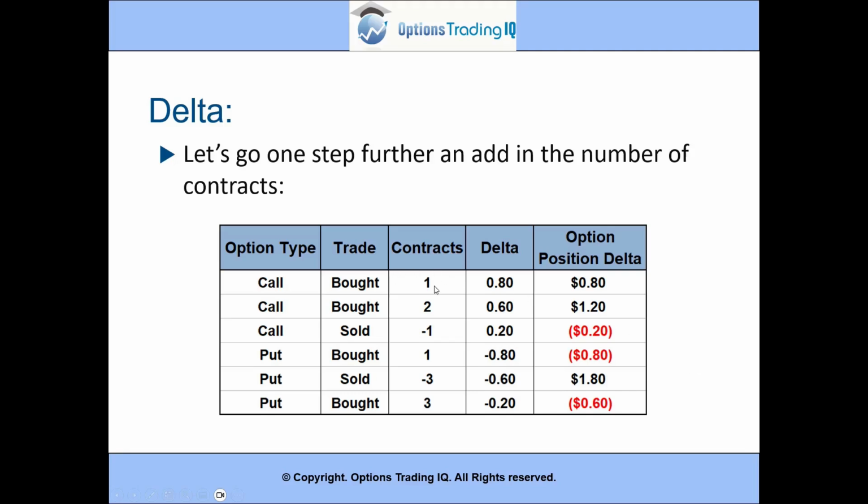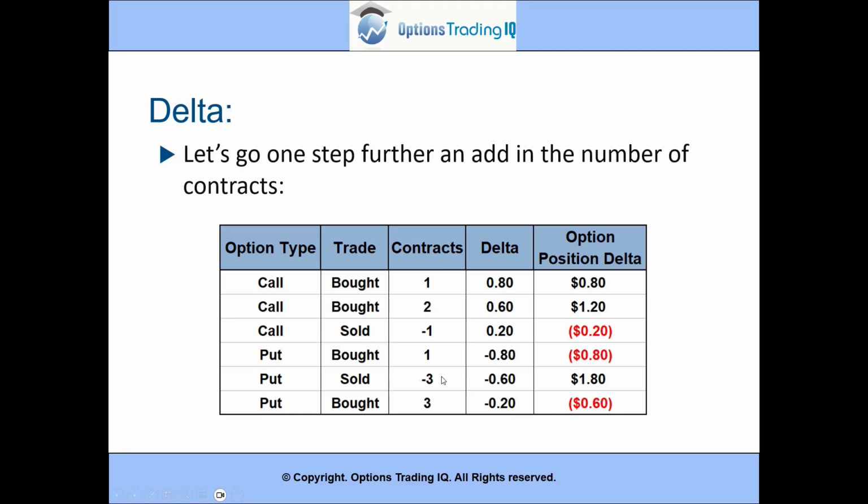So the first line item doesn't really change. We've only got one contract, so our position delta is the same at 80. The second example, we've got 2 contracts of that 60 delta call option that we've bought. So our position delta is 120. If we sell 1 call, our position delta is still negative 20. If we buy 1 put, still negative 80.